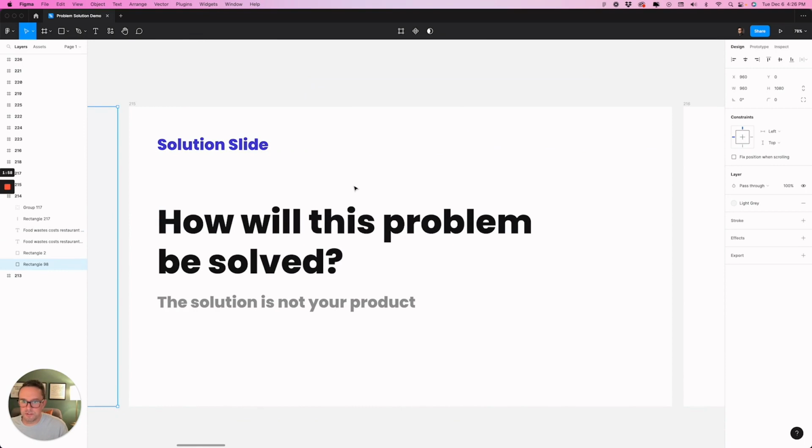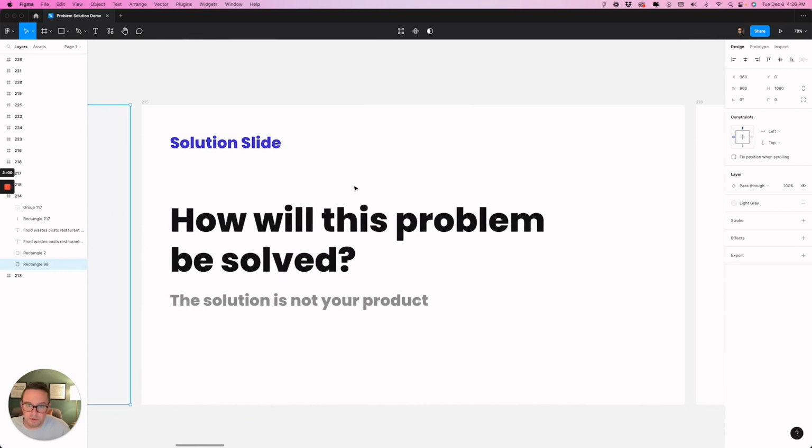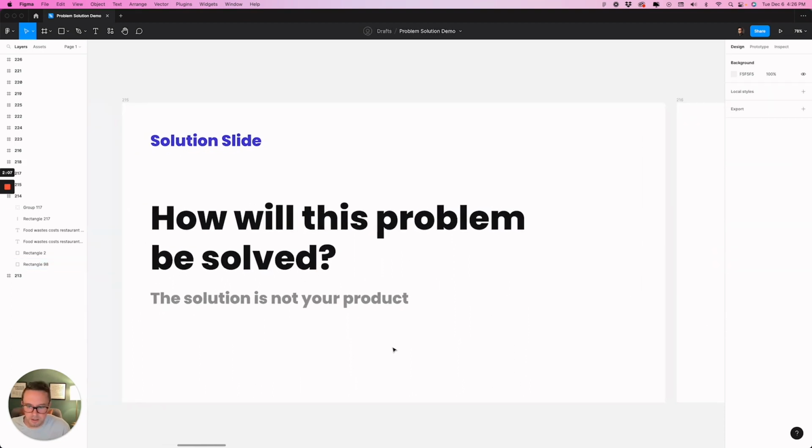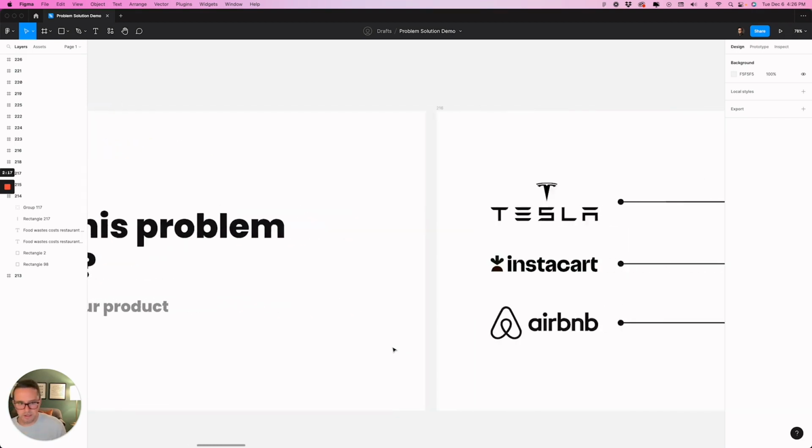Then we get to the solution slide, which is, again, pretty simple. How will this problem be solved? But the key differentiator is the solution is not your product. If you set your product up as a hero right out of the gate as the solution, they're going to argue the product instead of arguing the concept. And so I can explain that here.